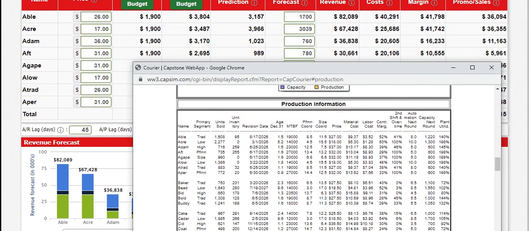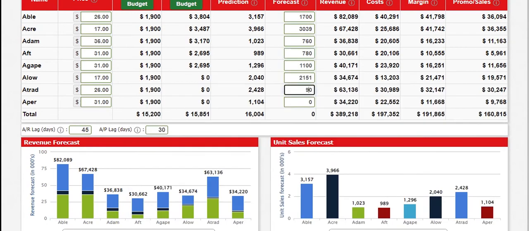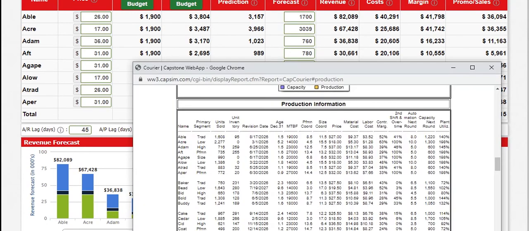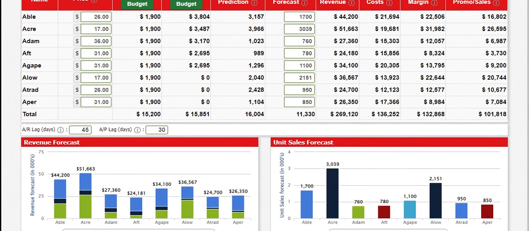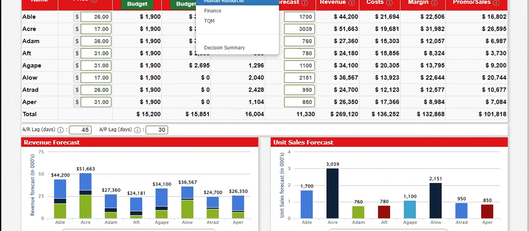And let's go to Atrad. They sold 883. If everything turns out very well, they could reach 950 this round. For Upper, they sold 772. If everything turns out well, they can go up to 850. Okay, that's for price and forecasting. Now we can go to promotion and sales.